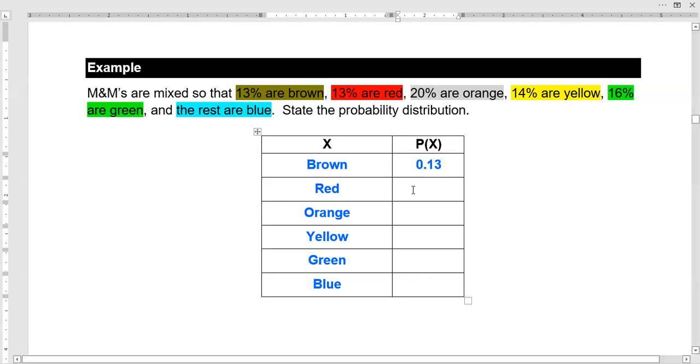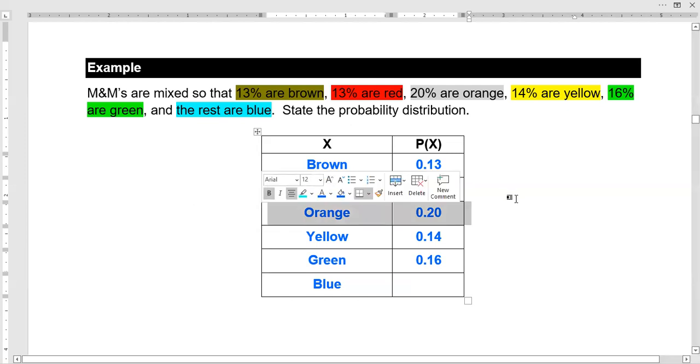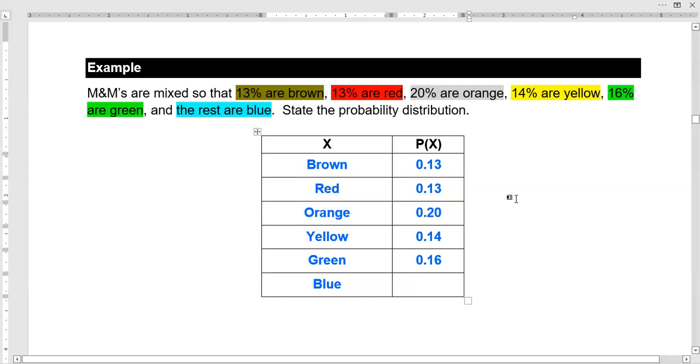Same thing is true for red. Since we have 13%, that's going to be 0.13. 20% are orange, so that's 0.20. 14% are yellow, so that's 0.14. 16% are green, cool, 0.16. And the rest are blue. So I don't know how many is the rest, but I do know that since these are all the possible colors of M&Ms, they do have to add up to be 100%.